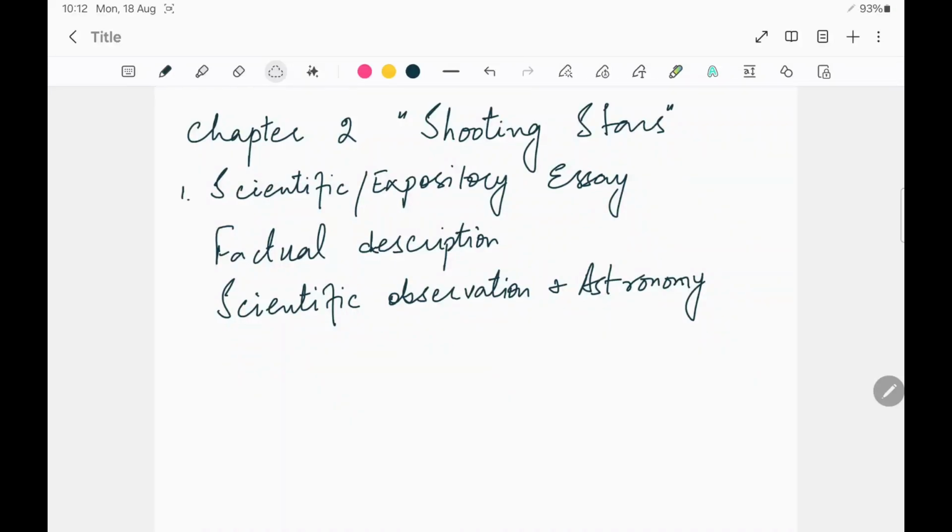Bismillahirrahmanirrahim. Dear students, today we are going to start with our second chapter, and that is shooting stars.